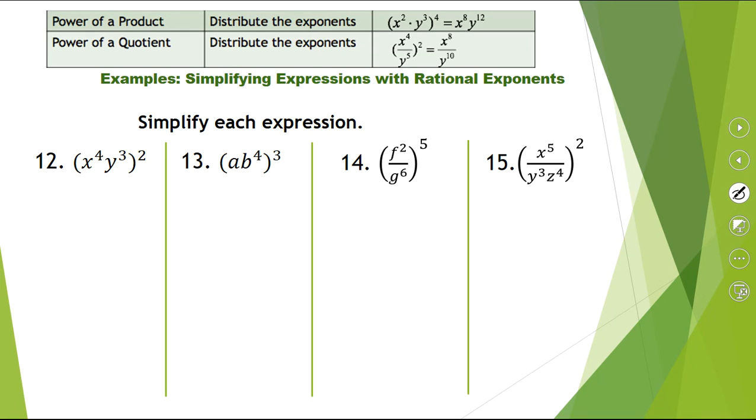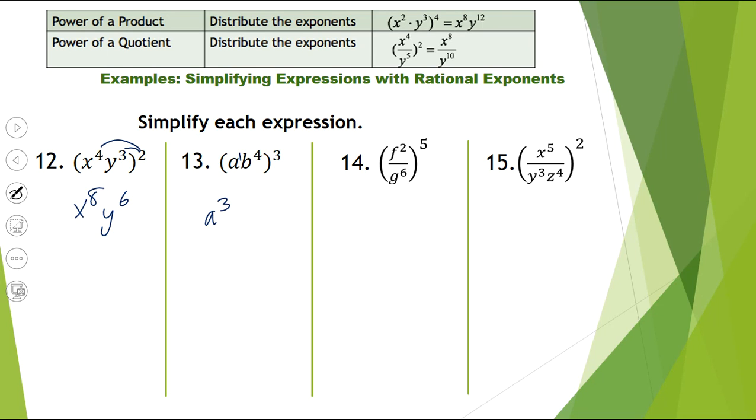All right, and now the power of a product or quotient, you distribute. Again, as long as there's no plus or minus signs, all we need to do is multiply these all together. So this will be x to the 8, because x to the 4th squared is 4 times 2 is 8, and then y to the 6th. We'll have, now this a to the 1, right, a to the 1st power, so that's going to become a to the 3rd, because 1 times 3 is 3. And then b to the 12th is 4 times 3.